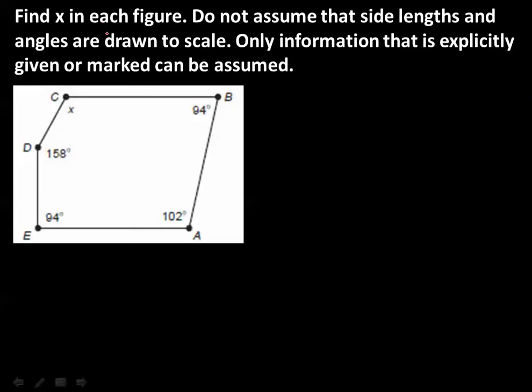Okay, this is telling us to find x in each figure, and do not assume that side lengths and angles are drawn to scale. Only information that's explicitly given or marked can be assumed, and I've kind of beat that in your heads in the last few videos, but please don't forget it. Okay, so I've got to figure out first how many sides. There's 1, 2, 3, 4, 5. Okay, so it's a pentagon. And to figure out how many, I don't need to figure out how many triangles, I just got to use my formula, silly girl.